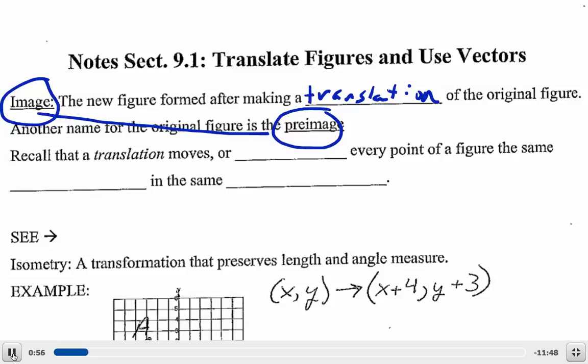We call that a translation moves or maps. We call this a mapping. It maps every point of a figure the same distance in the same direction. So we're going the same distance and the same direction.